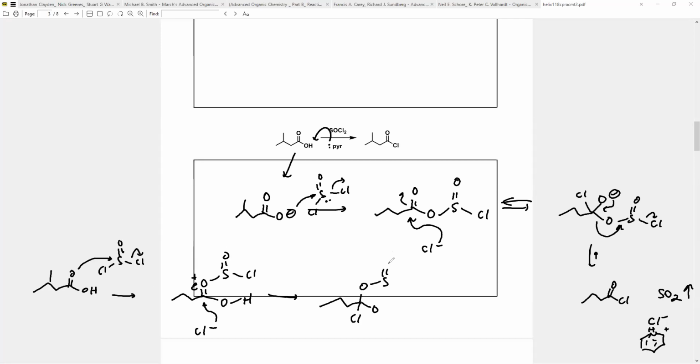Okay, but once we are here, we can do Cl attacks H, electrons go between C and O, and then again, we release that SO2 gas. And what we get is the following, right? It's just that pyridine will have to neutralize that HCl. We'll have to show that, you can show it later, or you can show it now.